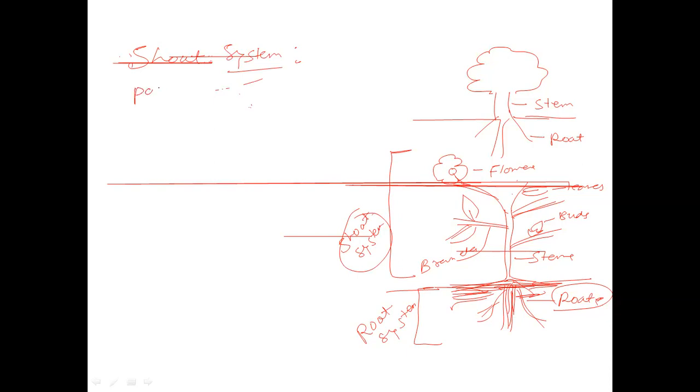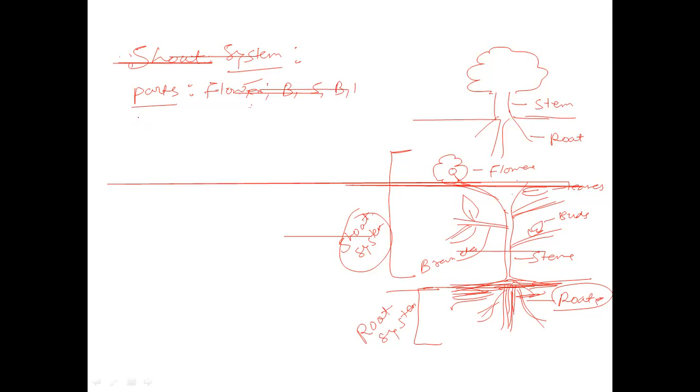What are the parts of the shoot system? Quickly tell me. Flowers, buds, stems, branches, and leaves. Exactly. And the root system usually contains only roots.